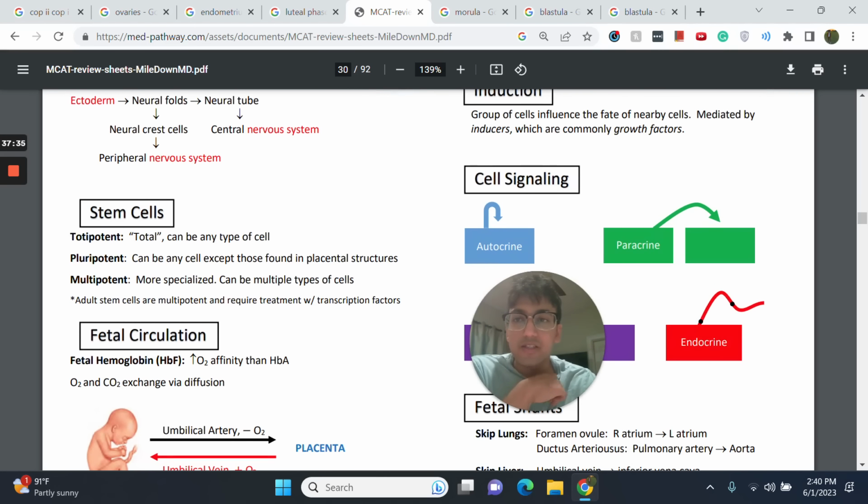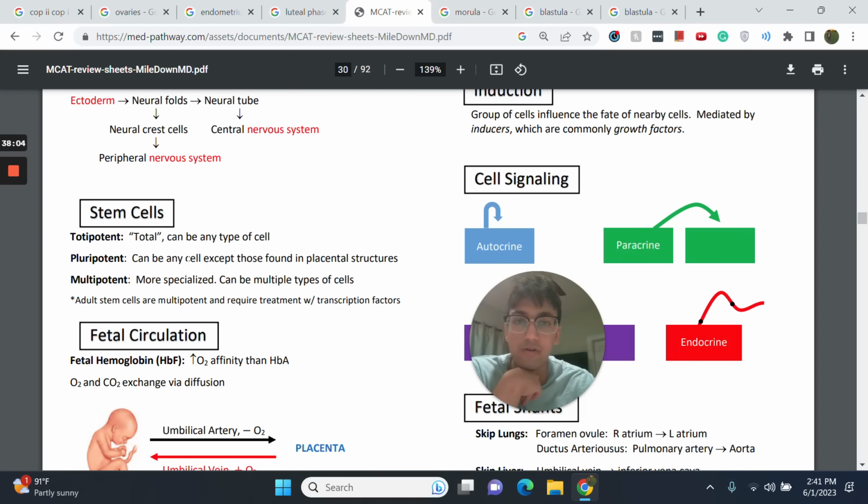Okay, the next thing is stem cells. Stem cells can be totipotent, pluripotent, and multipotent. Totipotent, any stem cell can become any type of cell. Pluripotent is that it can become any type of cell except for the placental structures. And multipotent is that it can become multiple different types of cells, but not any type of cell, right? So you should know that adult stem cells within the adult body are multipotent, right? And usually you have to put in transcription factors for it to become the type of cell that you want.